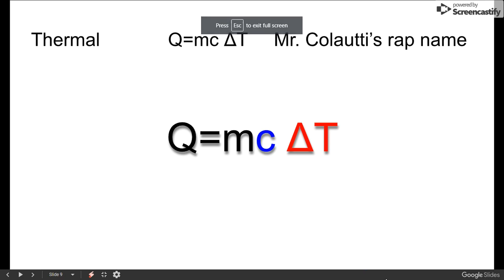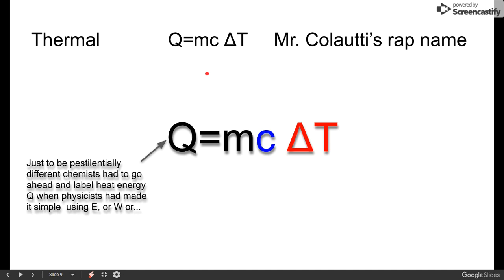Part 2 of energy transformations, heat. You'll never forget this equation. Heat is Q equals MC delta T. My name is Michael Claudy. MC delta T. That's my rap name. I'm so hot, I'm cool. I'm so cool, I'm hot. Okay? This is a heat formula.